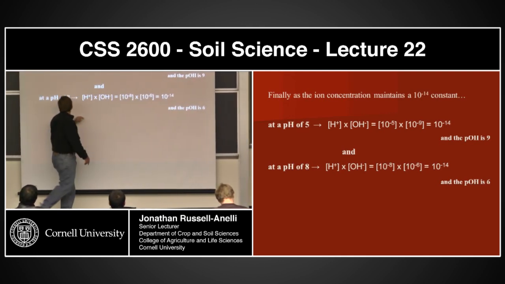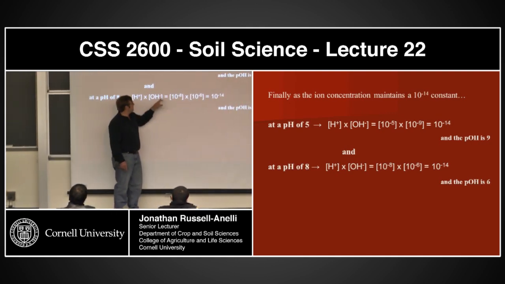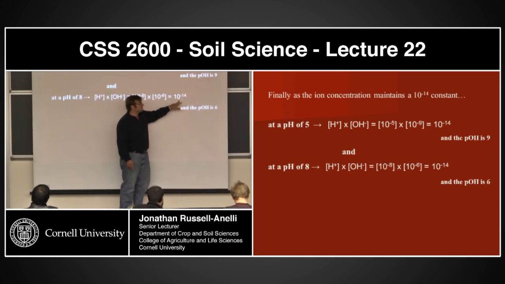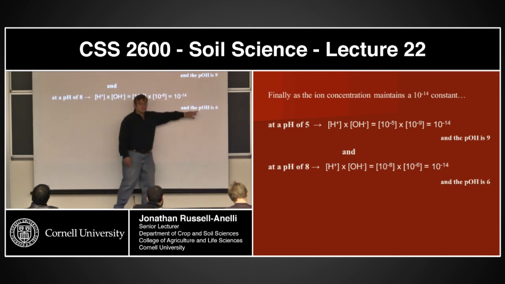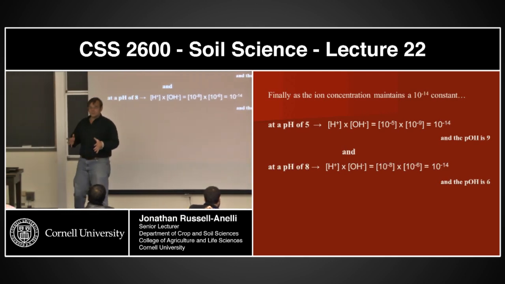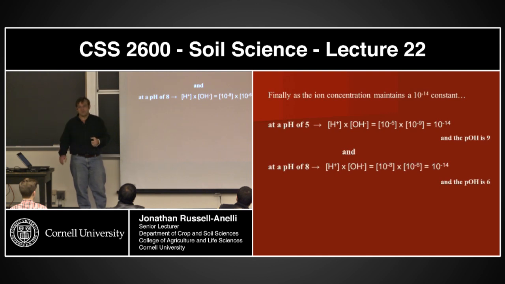We can do the same thing here. At a pH of 8, my proton concentration is 10 to the minus 8. My hydroxide concentration is 10 to the minus 6. Gives me a concentration of 10 to the minus 14th. That constant, pH of 8, pOH of 6. Make sense? Cool beans? So as a result, if you know the pH, you know what the concentration of hydroxide is. Because I know what the concentration of the acid, the protons, is, and I know it's at a constant of minus 14. Therefore, I just subtract it from 14 to get what the pOH is.